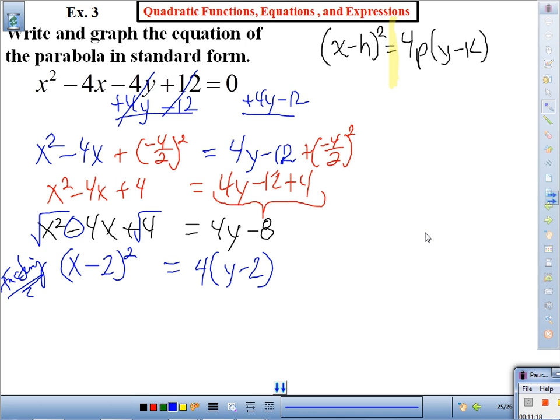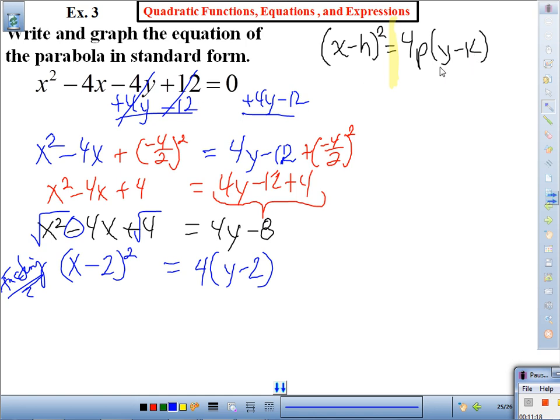Let me recap. To write a standard form equation from this, what was the first thing that we needed to think? Which variable has a square? The x. That made us think of our standard form equation. So I wrote (x minus h) squared equals 4p times (y minus k). Okay?